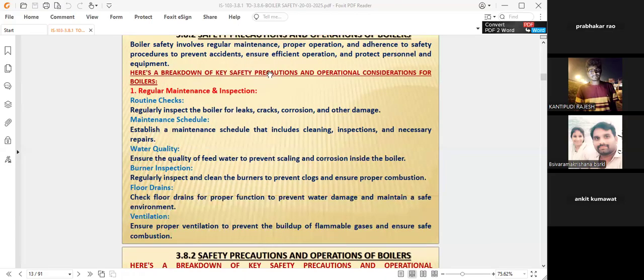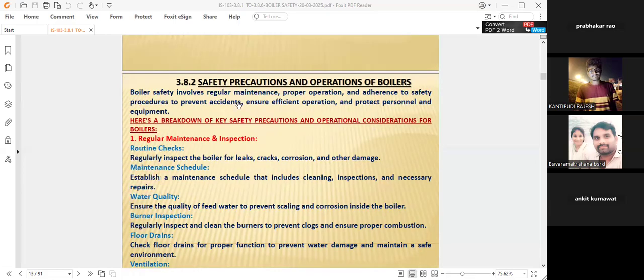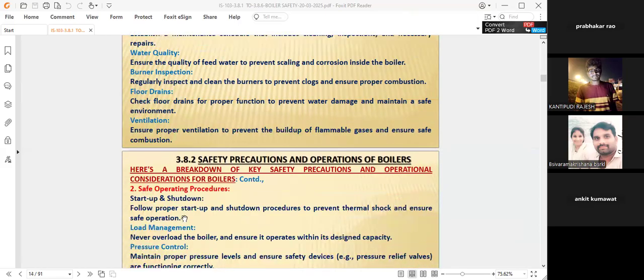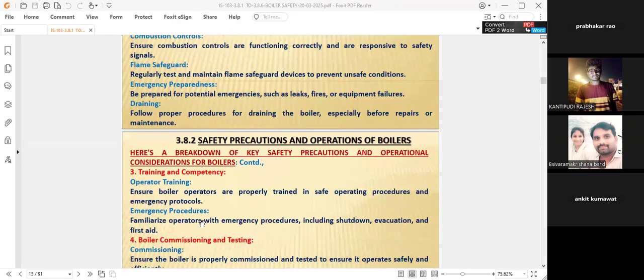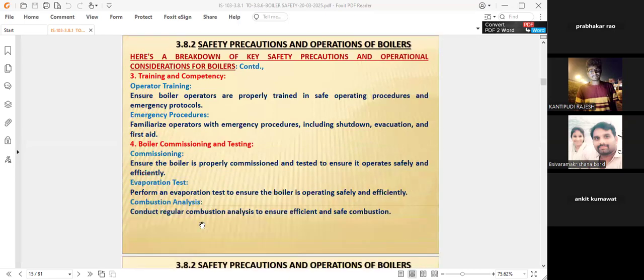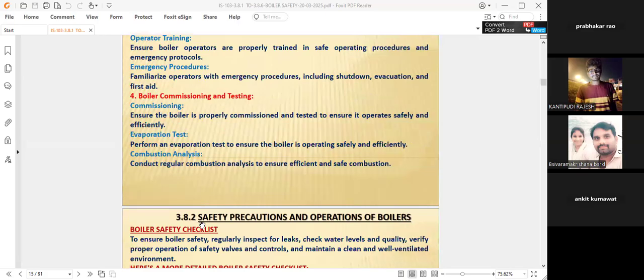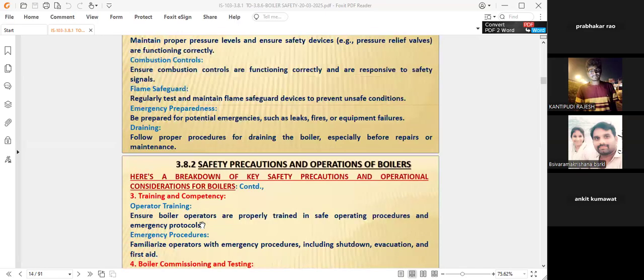Some breakdown of safety precautions to be taken while operating the boiler. The operations of the boiler slides will be coming. Now we are discussing the safety precautions only. Some of the safety precautions during operations: one is regular maintenance and inspection, second is safe operating procedures, third is training and competency, and the fourth is boiler commissioning and testing.